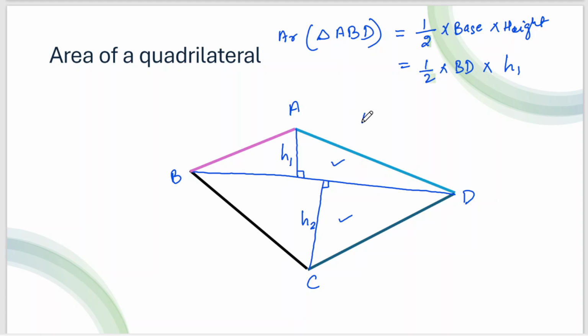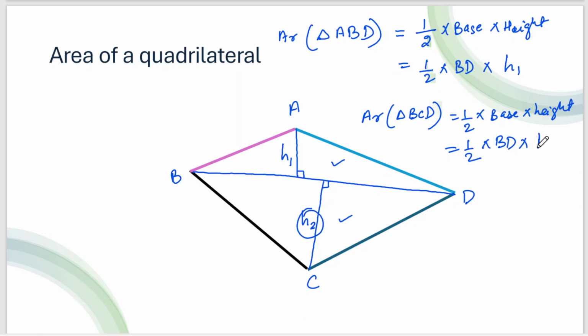Now, what is the area of triangle BCD? It is half into base into height. What is the base? You can see that the base for this triangle is also BD. So I'm taking it as BD, and the height for this is H2.